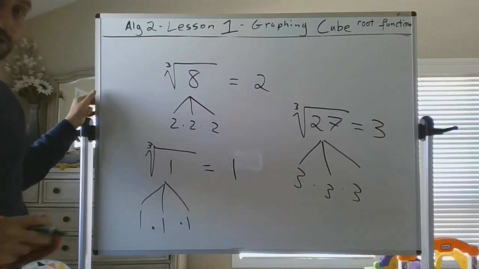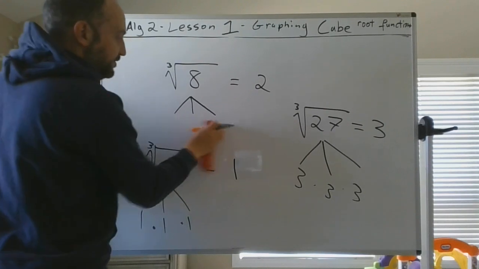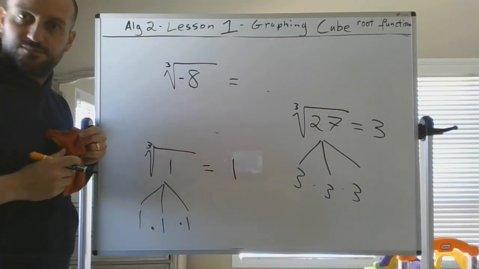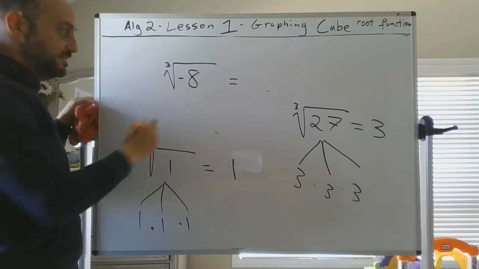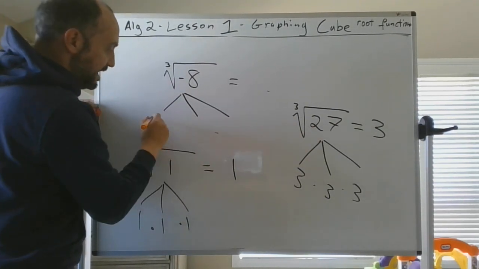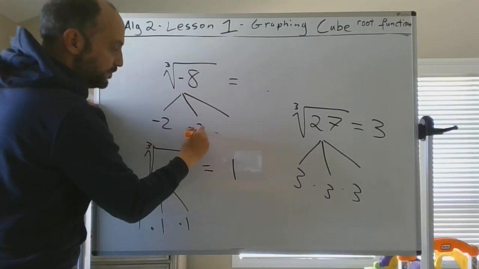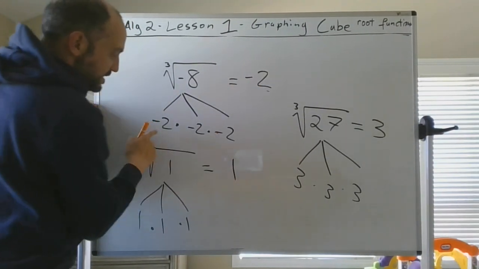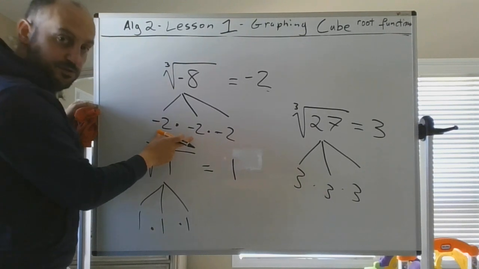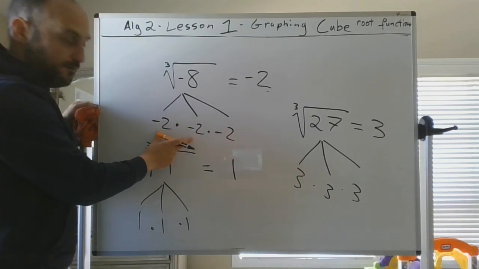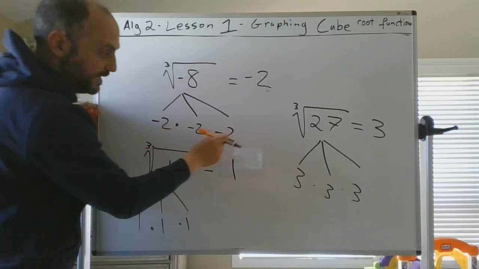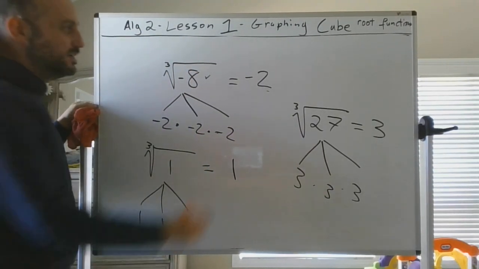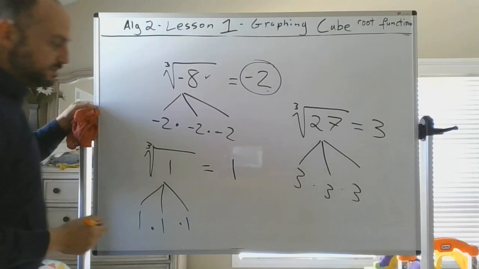However, for cube roots, you can actually have a cube root of a negative 8 because something does multiply by itself 3 times to give us negative 8. That would be negative 2. Let's try it out. Let's make sure it works. Negative 2 times negative 2 is positive 4. Positive 4 times negative 2 is negative 8. That works out. So the cube root of a negative number is also going to be its negative.